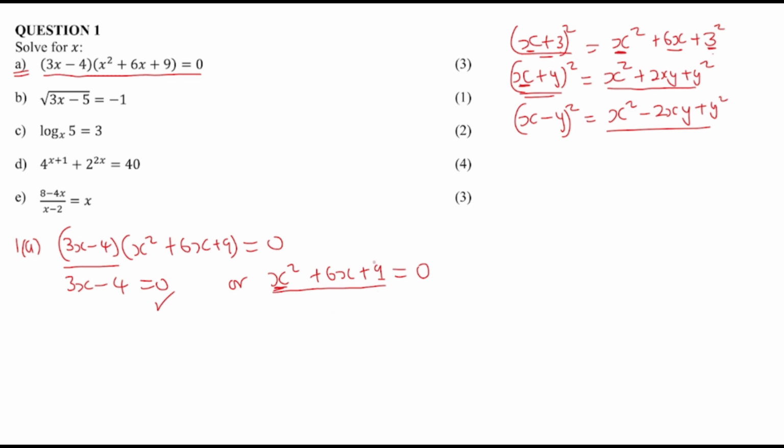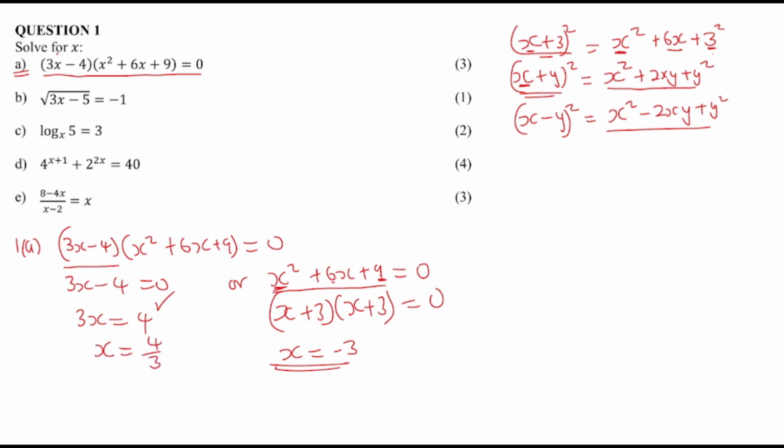But let's do it the normal way. We find the factors of 9 that will give us 6 if we add them. That is positive 3 and positive 3. 3 times 3 will give us 9, then 3 plus 3 will give us 6. So it becomes (x + 3)(x + 3) = 0. From this, we can easily see that x = -3. Just that. And then this side, 3x = 4, and then x = 4/3.